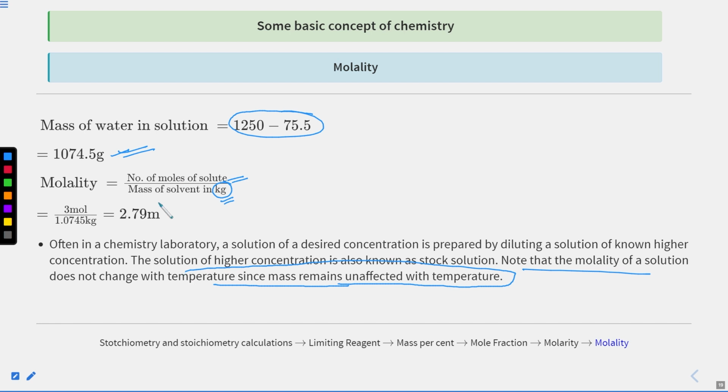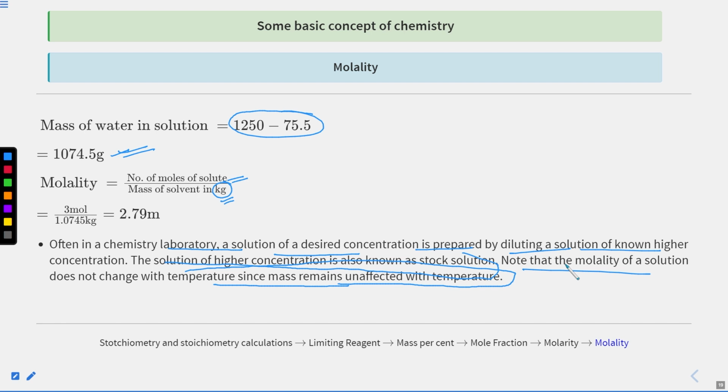One more important point: a solution of higher concentration is also known as a stock solution. Often in a chemistry laboratory, a solution of a desired concentration is prepared by diluting a solution of higher concentration. So in labs, we prepare the solution beforehand, and that solution has greater concentration. Now if we require a smaller concentration, first we have to calculate accordingly so that the concentration can be changed to that required amount, and then we do the reaction. So this is very important.